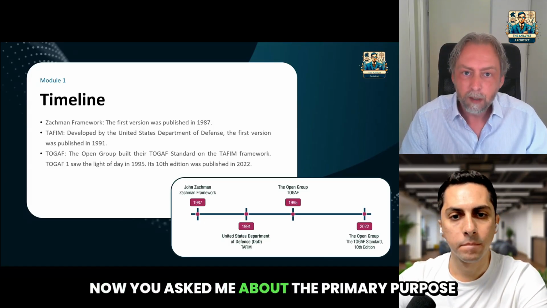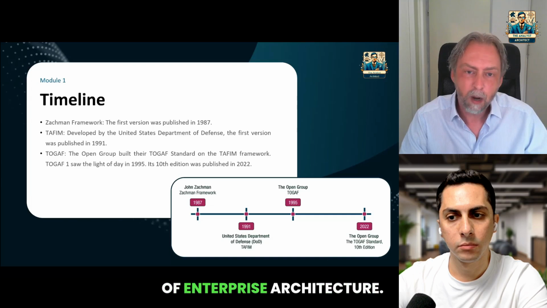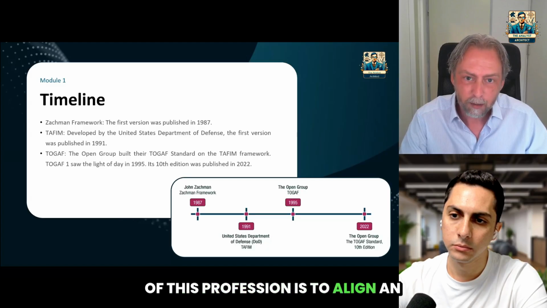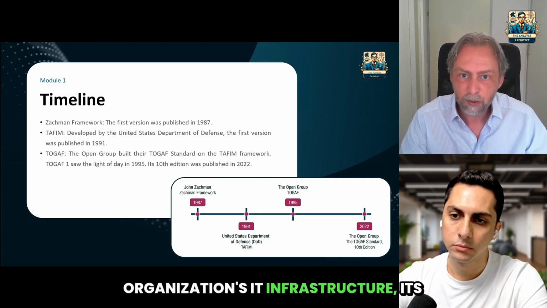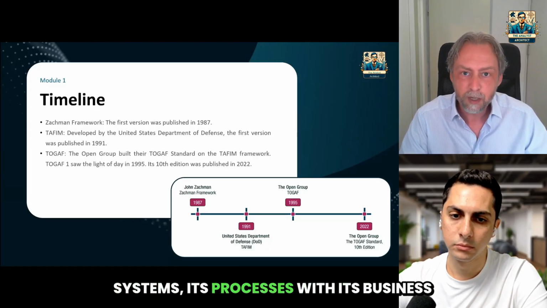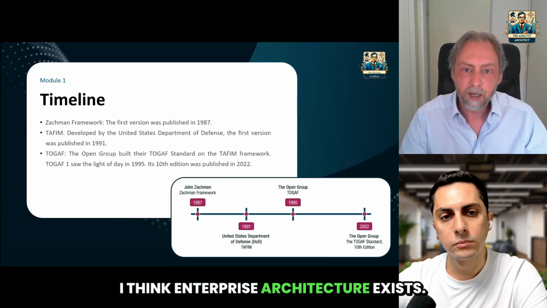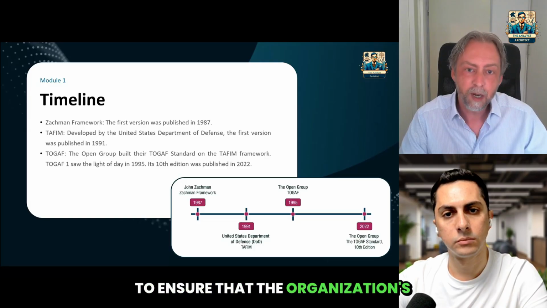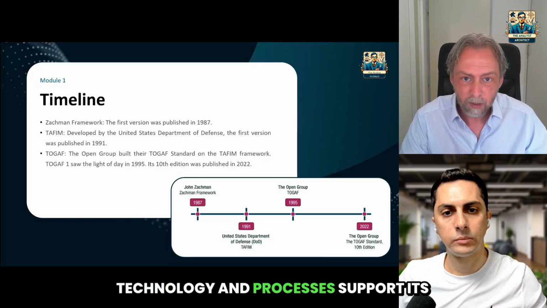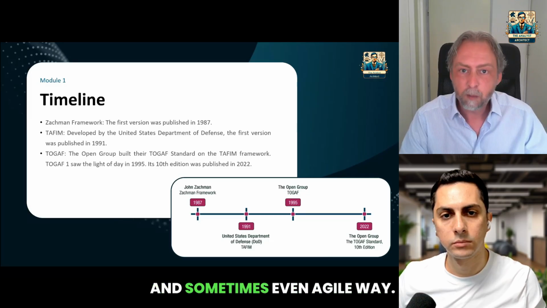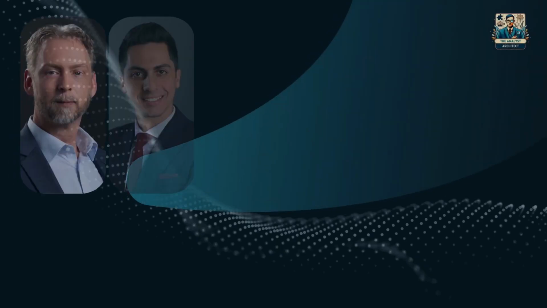Now, you asked me about the primary purpose of enterprise architecture. And I think in short, the primary purpose of this profession is to align an organization's IT infrastructure, its systems, its processes with its business goals and strategy. And I think enterprise architecture exists to ensure that the organization's technology and processes support its business strategy in a coherent, efficient, and sometimes even agile way.